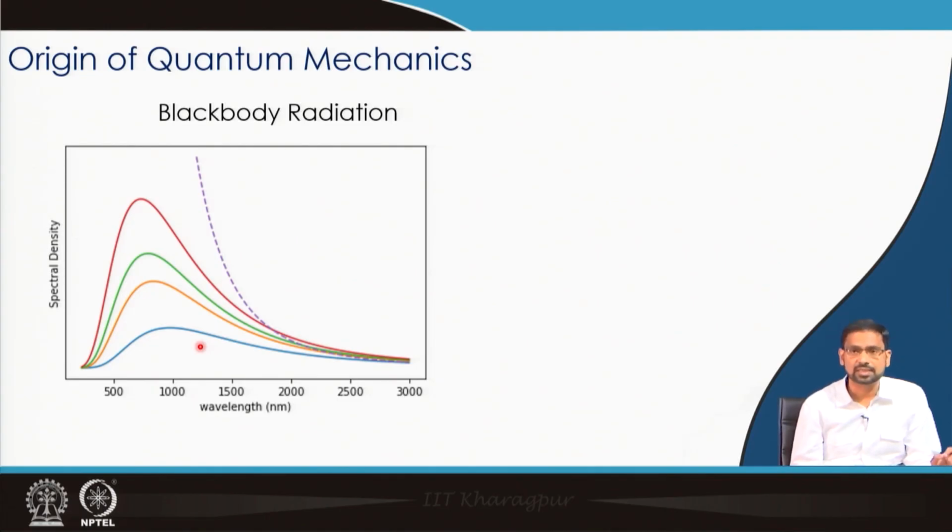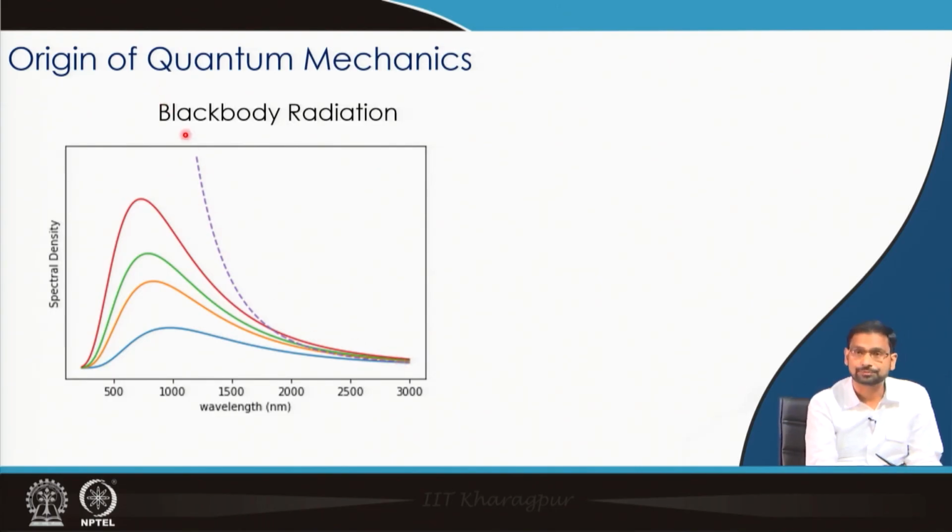The existing knowledge at that time from classical physics showed what the expected behavior is. That expected behavior is shown in this dashed line. This dashed line is obtained from Rayleigh-Jeans law, which said that the spectral density should be inversely proportional to the fourth power of the wavelength. So now you see, when you plot the Rayleigh-Jeans curve at different wavelengths, it simply goes up and up.